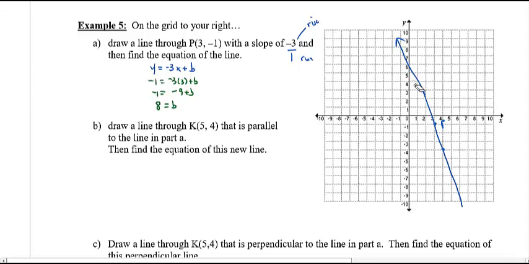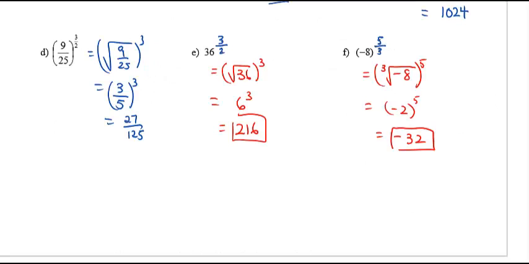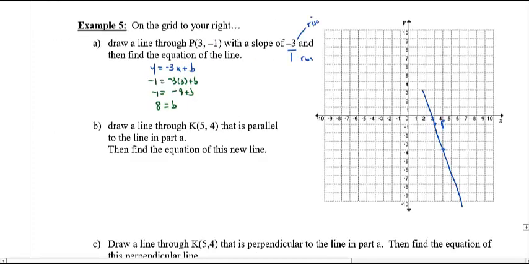Well, I guess I didn't draw my graph very well. Let me do it a little bit nicer. There we go. y equals -3x plus 8. There's your line. And now the graph looks much better.